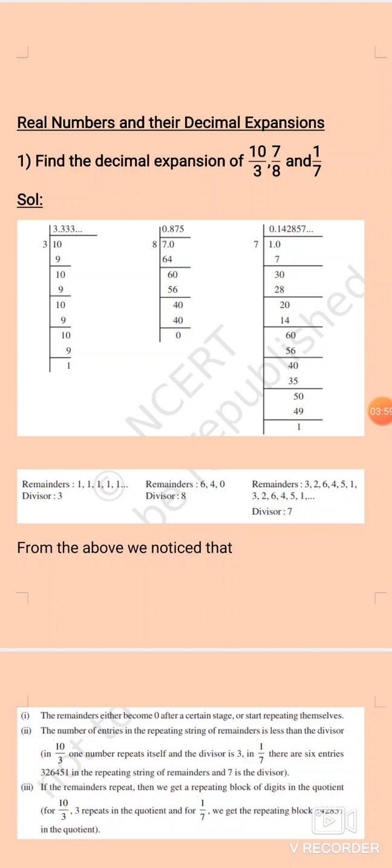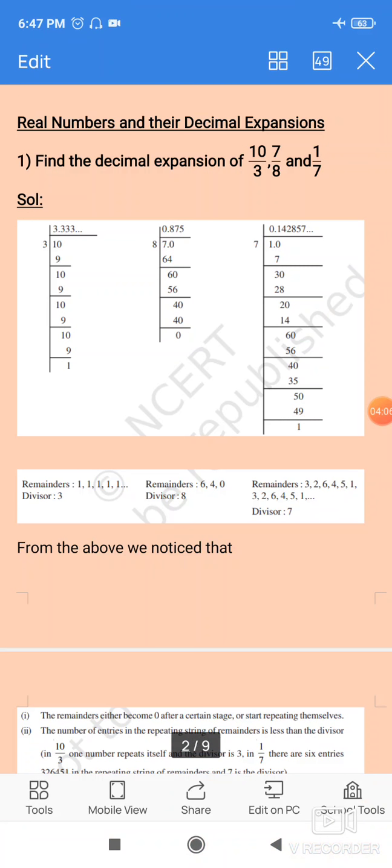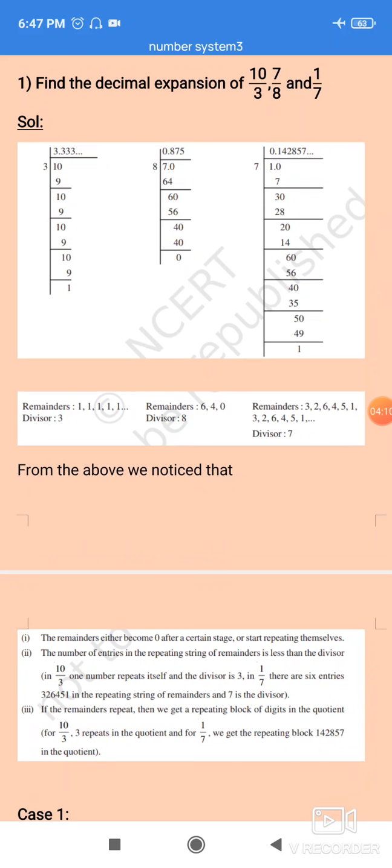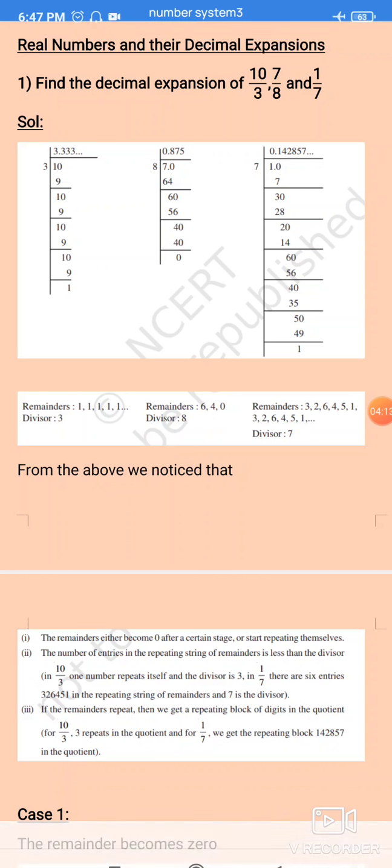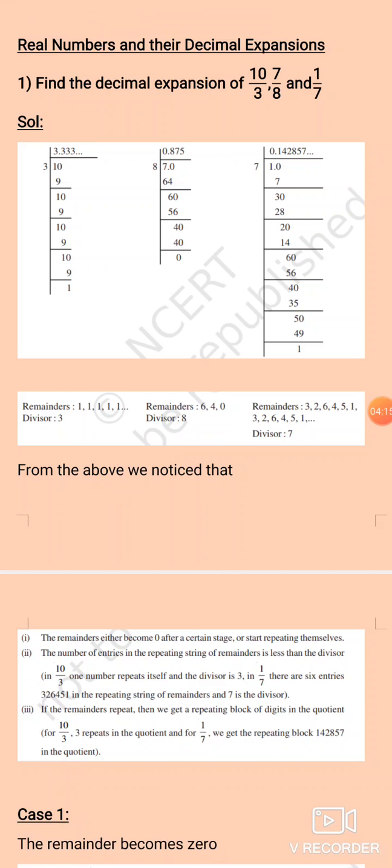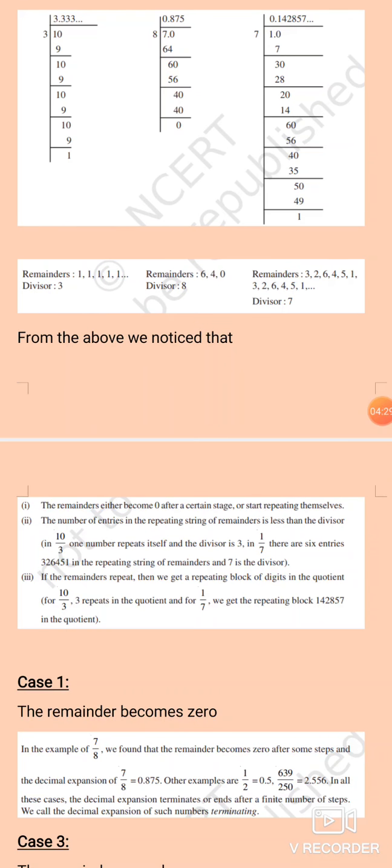Now next one: if the remainders repeat, then we get a repeating block of digits in the quotient. So if the remainders repeat, then the quotient what? 3.333 etc. The quotient also repeats. Okay, repeating number of digits. The last case also what? 0.142857 etc. is there. It is a repeating block of digits. Then from these examples we can conclude two cases.